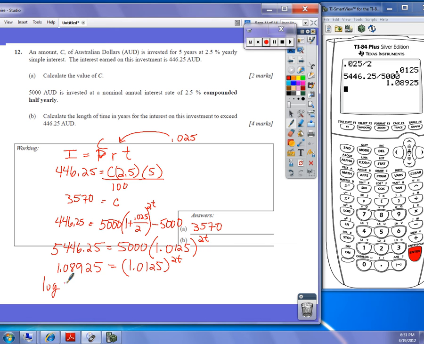The log of 1.08925 is equal to 2t times the log of 1.0125. I'm going to divide both sides by the log of 1.0125, and then at the end I'm going to divide by 2. So I'm going to just put that in my calculator right now.